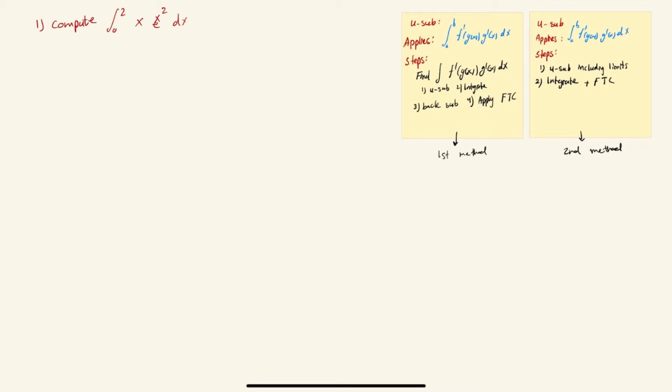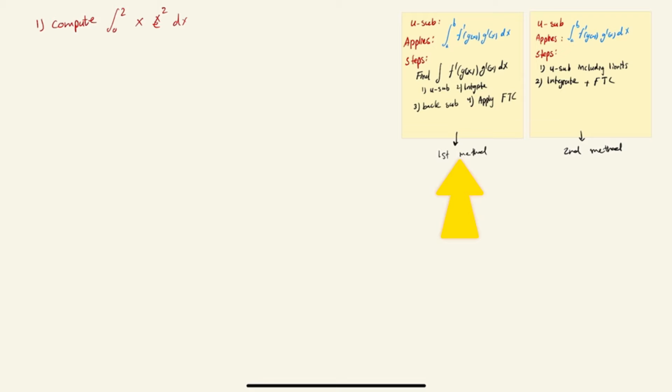Compute the integral going from 0 to 2 of x e to the x squared dx. First, notice this integral is a definite integral going from 0 to 2, and we cannot integrate that function straight away. This is a complex function, so we want to check if U substitution applies in here. If it does, then there are two methods to apply U substitution in the case of a definite integral.